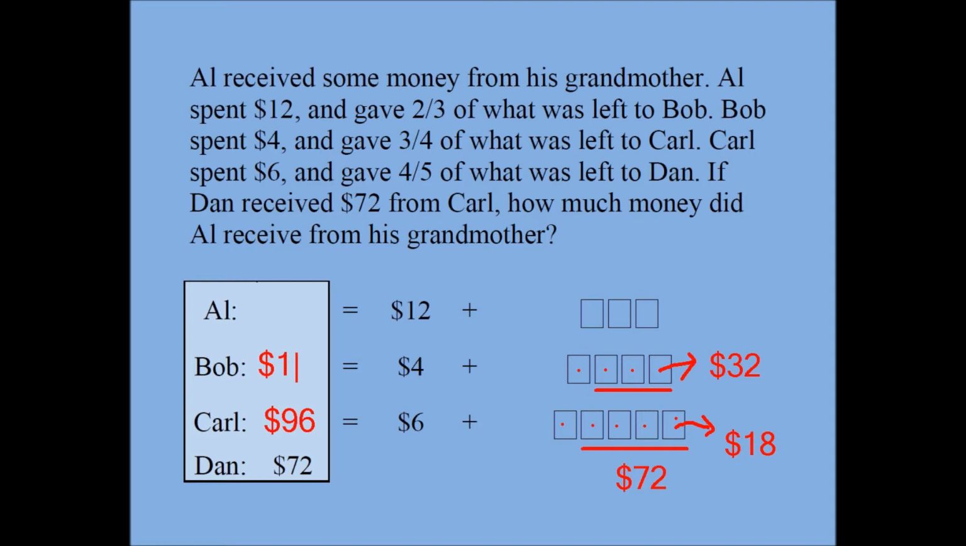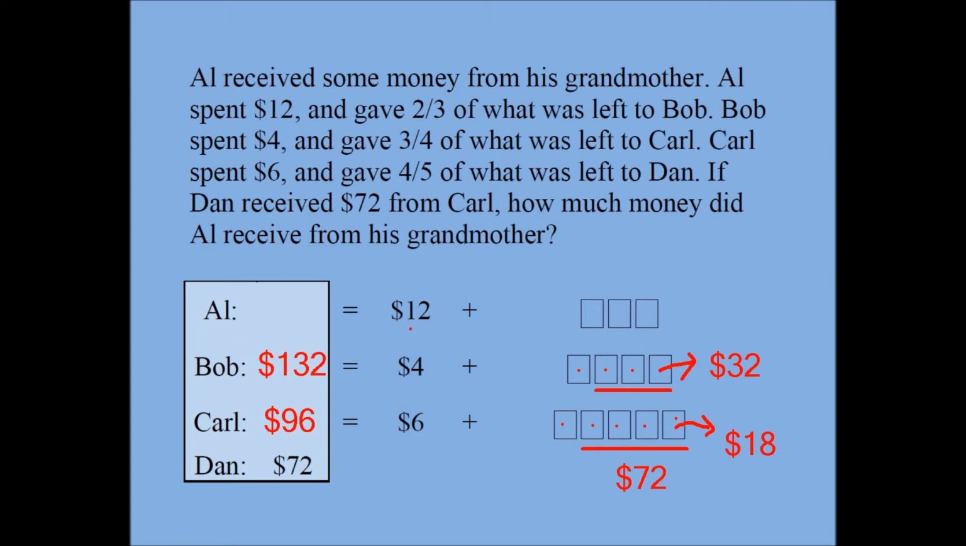$132. Once again, you can check. Take your 132, subtract 4, you're going to get 128 and divide by 4. Each part is going to be 32. Multiply 32 by 3, you're going to get 96. That's what Carl received. What did Al do?